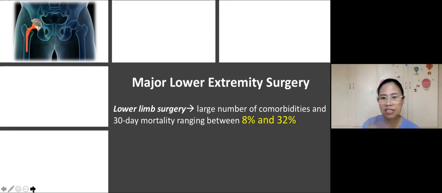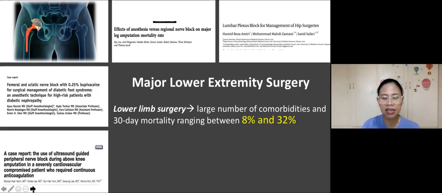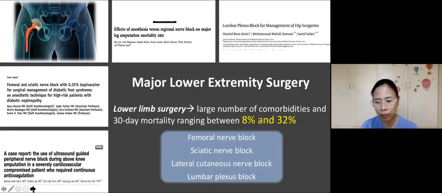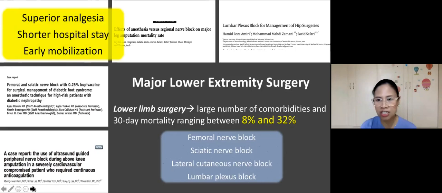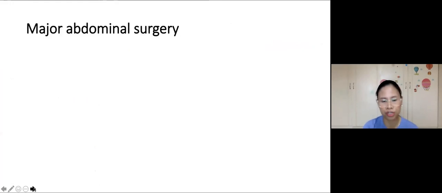Okay, so these papers utilized the following: femoral nerve block, sciatic nerve block, and lumbar plexus block on high-risk patients undergoing major lower extremity surgery. Again, the benefit of giving a peripheral nerve block for high-risk patients for lower extremity surgery would be superior analgesia and early mobilization. All right. What about major abdominal surgery?